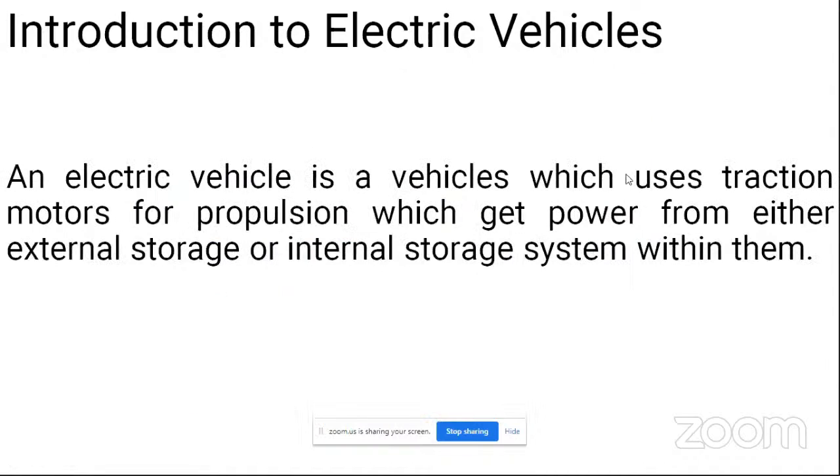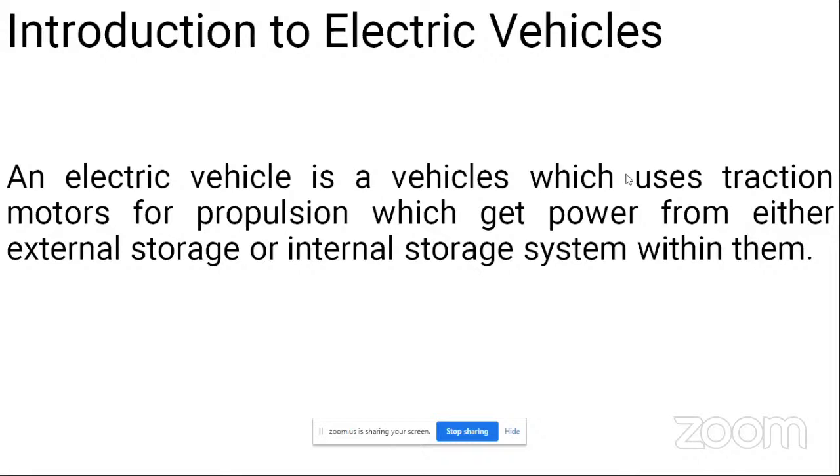If I try to define an electric vehicle, an electric vehicle is a vehicle which uses traction motors for propulsion, which get power from either an external storage or an internal storage system within them. Suppose a car which has an internal storage system, a battery pack, and is running on the road, that is an electric vehicle. But there are some electric vehicles which have the storage system outside.